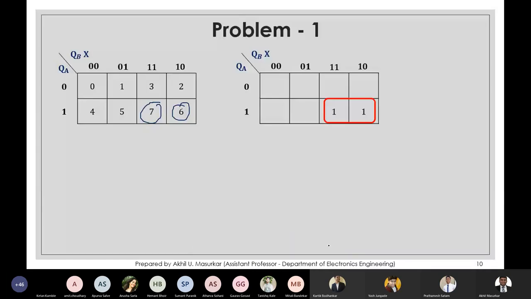Okay, Karthik, can you please again confirm? Yes, sir. Screen is visible and audio is also proper. Okay. So Tanvi and Hemant have given the right answer. That is, Z is equal to QA and QB.